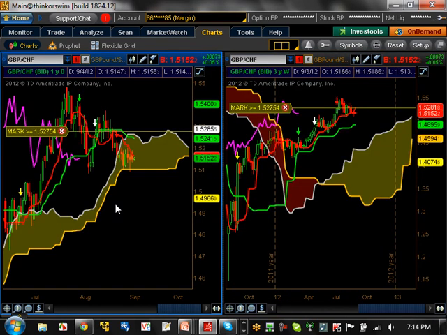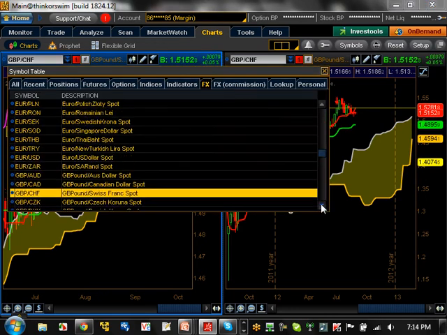Pound Swissy, really nothing going on right now as far as daily is concerned. It's in the cloud, so it's consolidating. The weekly is still bullish trending. It is going for a minor pullback, but that's still bullish trending overall.